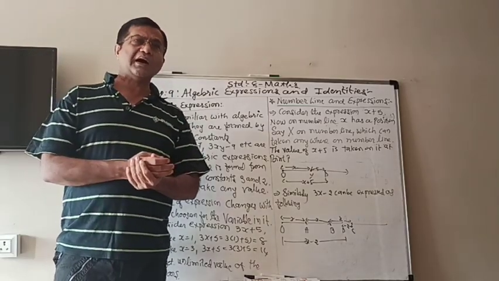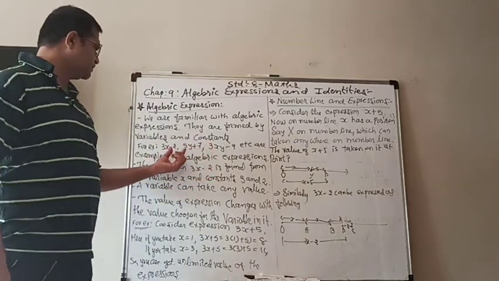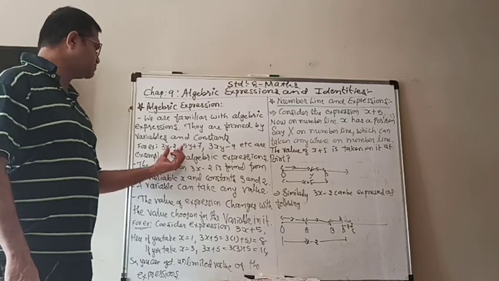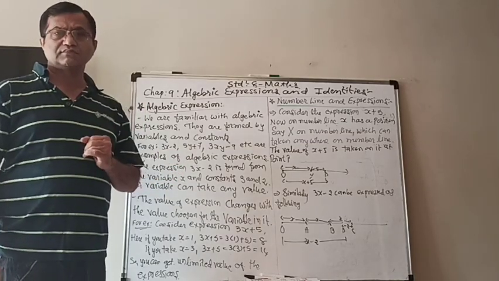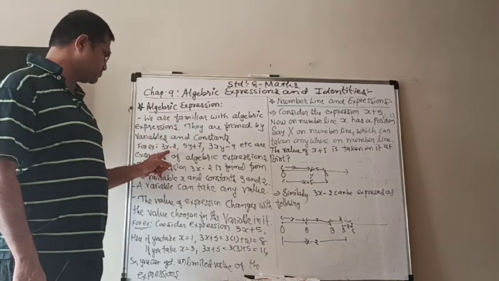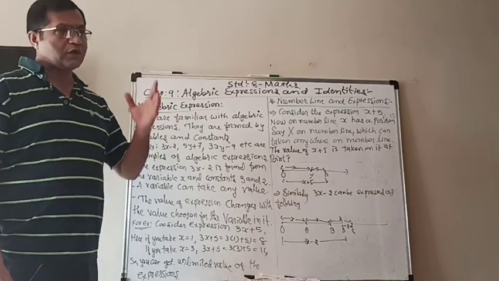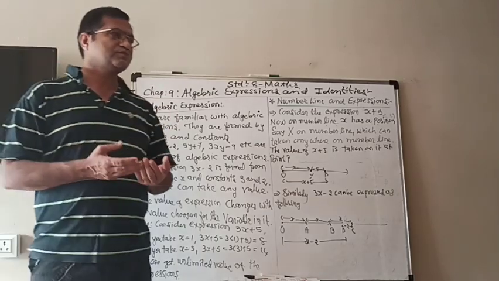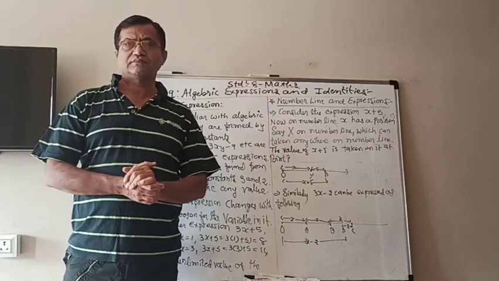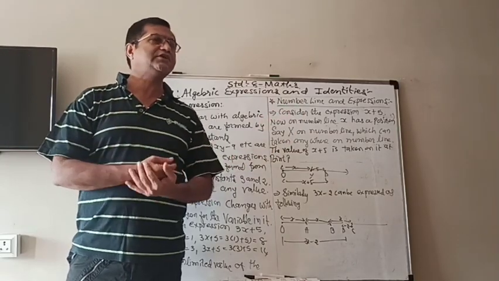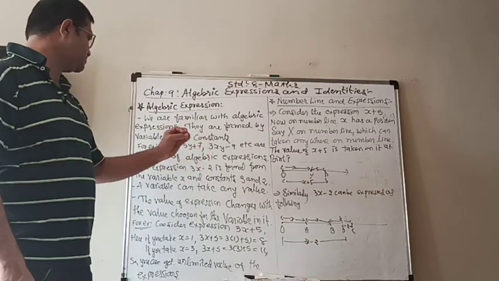Now, how are the expressions formed? Suppose you take 3x minus 2. 3x minus 2 is formed by the variable x and the constants 3 and 2. So, with them, the 4 operations are related. Any of them can be used in it. And thus, the algebraic expressions are formed.